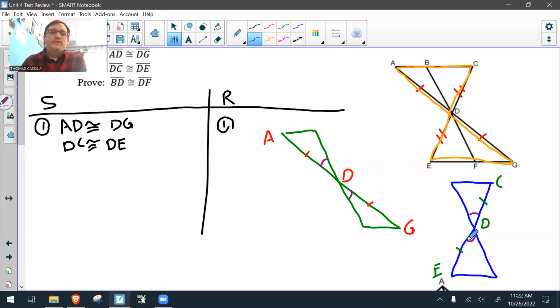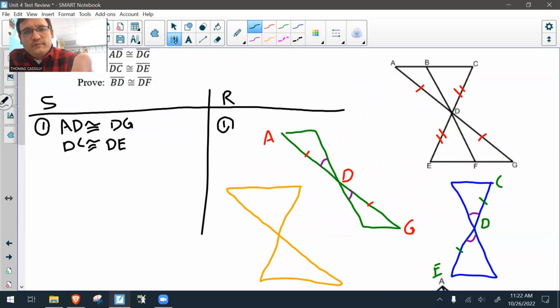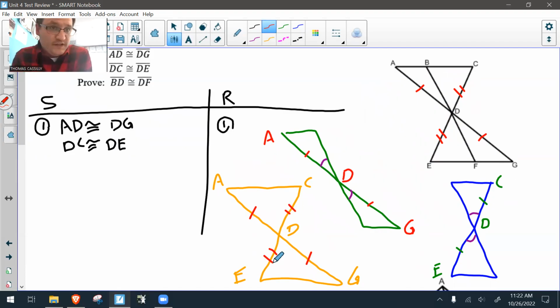All right, so now if we look at the green triangle and the blue triangle, they only have 2 pieces of information. They have one side each, and they have one angle each. But if we look at the orange triangle, the big old orange triangle, we got A, C, D, E, and G. We were given AD is congruent to DG, and CD was congruent to DE. Now, just like on the green and the blue one, we also have these vertical angles.